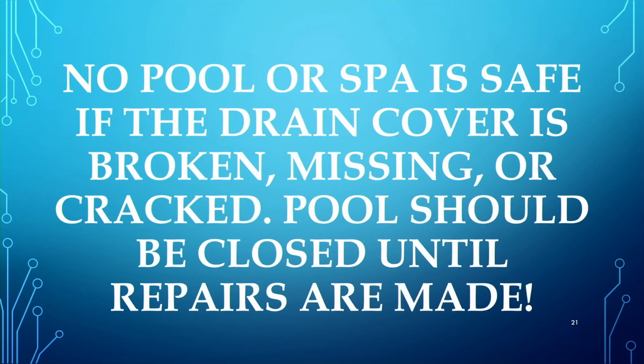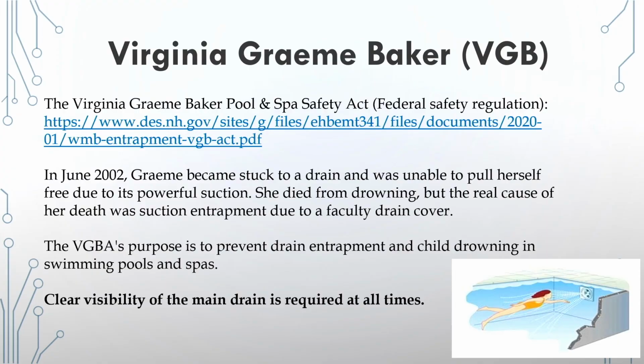No pool or spa is safe if the drain cover is broken, missing, or cracked. Pools should be closed until all repairs are made on these drain covers, and this is because of the Virginia Graeme Baker Act. In June 2002, Graeme became stuck to a drain and she drowned. The intense suction from the drain kept her held underwater. Due to this act, all drains are required to have covers on them. And because of this, we need to be able to see the drain when we do our inspections. We need to be able to see the pool floor and the pool drain clearly.